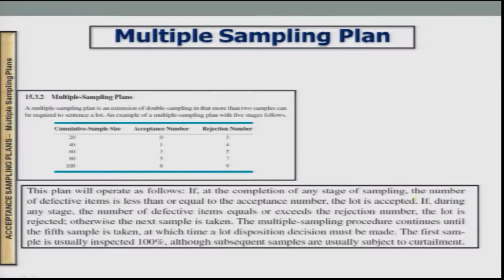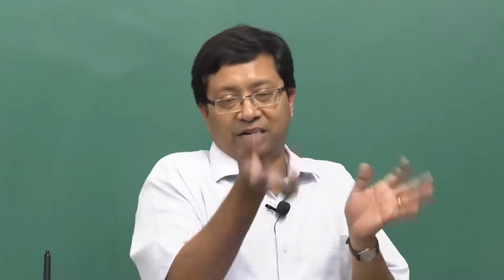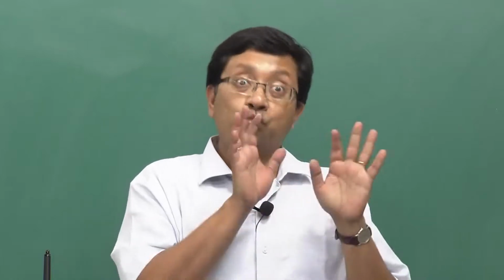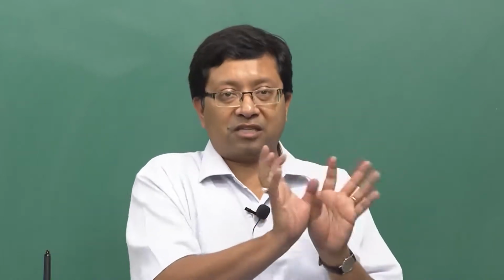This plan will operate as follows. Let me read it, you will understand. If at the completion of any stage of the sampling, the number of defective items is less than or equal to the acceptance number, the lot is accepted. The acceptance number and the rejection number are based on some set criteria which have already been decided, which is what I have been mentioning as the stopping criteria.